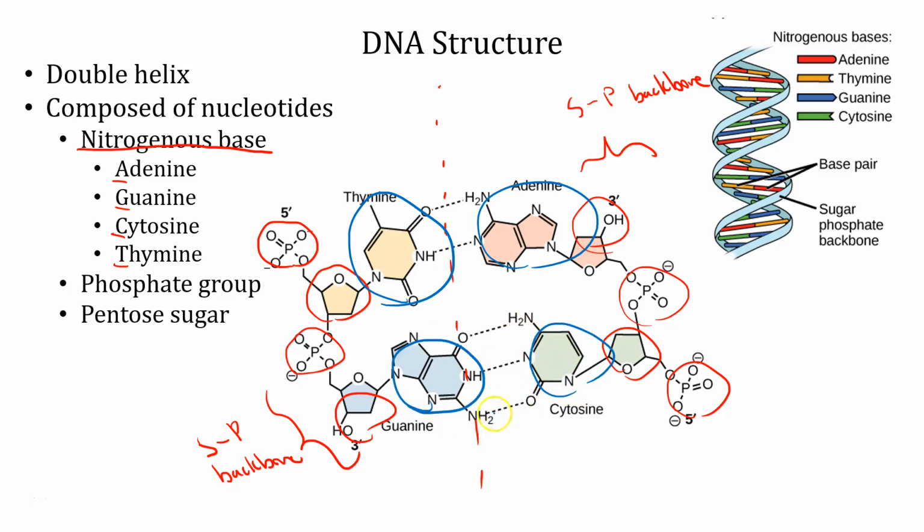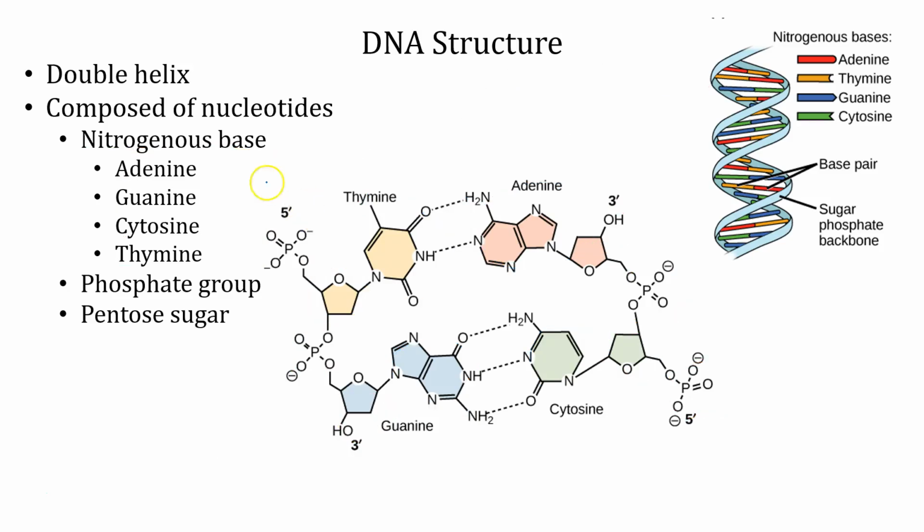The thing that's holding this side of the ladder with this side of the ladder is these little dotted lines, which represent hydrogen bonds. They're weak enough that they can be broken apart or realigned back together. And that's going to be one of the secrets to how DNA is replicated. So a nucleotide, when we say it's a nucleotide, it's got these three components to it.